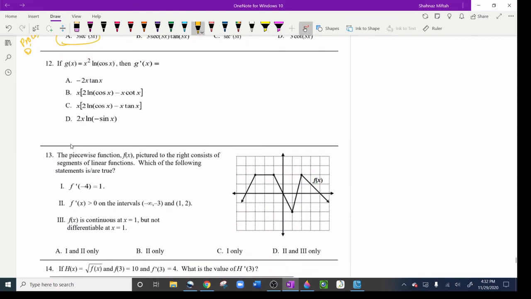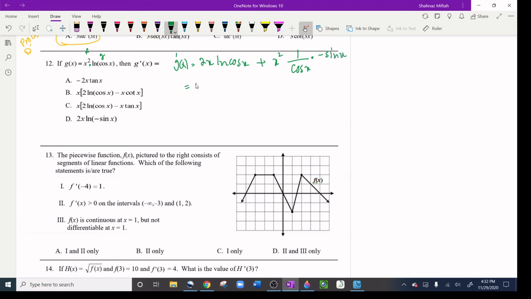Question number 12 is a product rule again. If you guys check, that's a product rule. Multiply. So this is my f, that's my g. So the derivative of f is 2x. Taking g prime x, equals 2x, keep the other one as it is, plus x squared stays, and the derivative of ln is 1 over something, and the derivative of this is going to give me times the negative sine x.